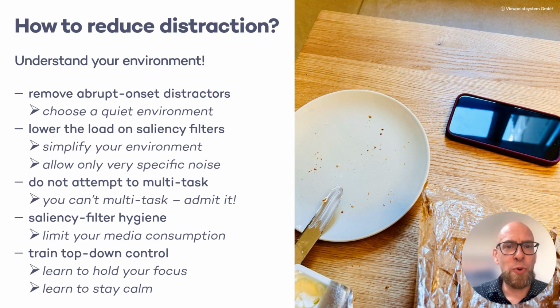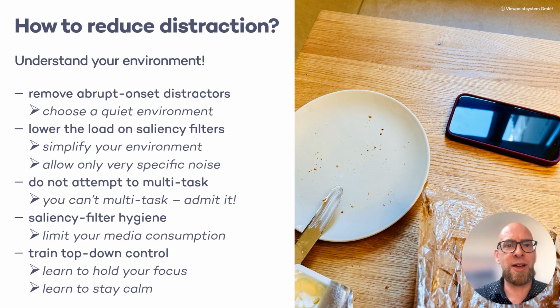Further, a very important environmental factor is to pay attention to the exposure of our saliency filters, a sort of saliency filter hygiene. To keep these filters strong, I minimize my exposure to social media, for example. Social media often play with our attention and reward circuits, and I don't allow this kind of manipulation.